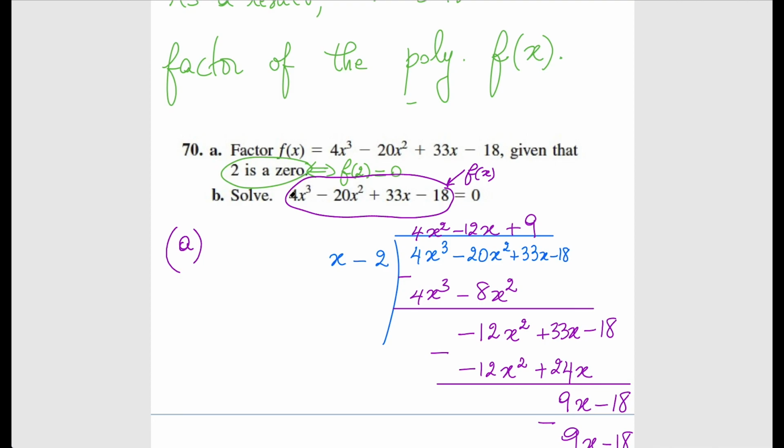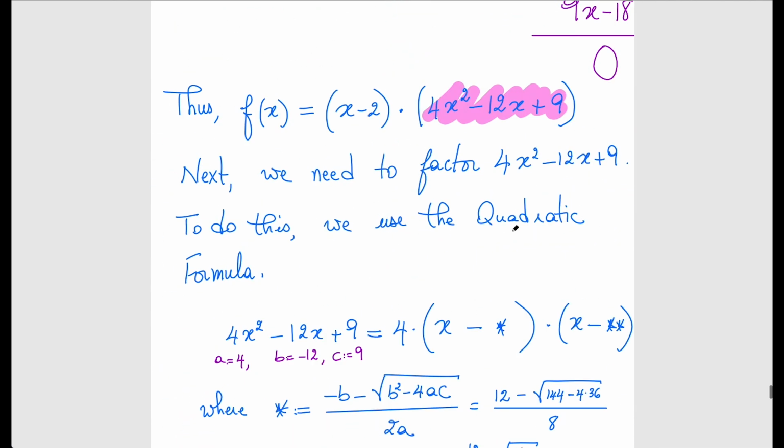So they want us to solve f of x is equal to 0. Which means we need to find all the roots of f. We know one of them is 2, right? The question is we need to find all of them. 2 is going to be among those guys, but we need to find all of them. So I want to solve f of x is equal to 0. That's part B.